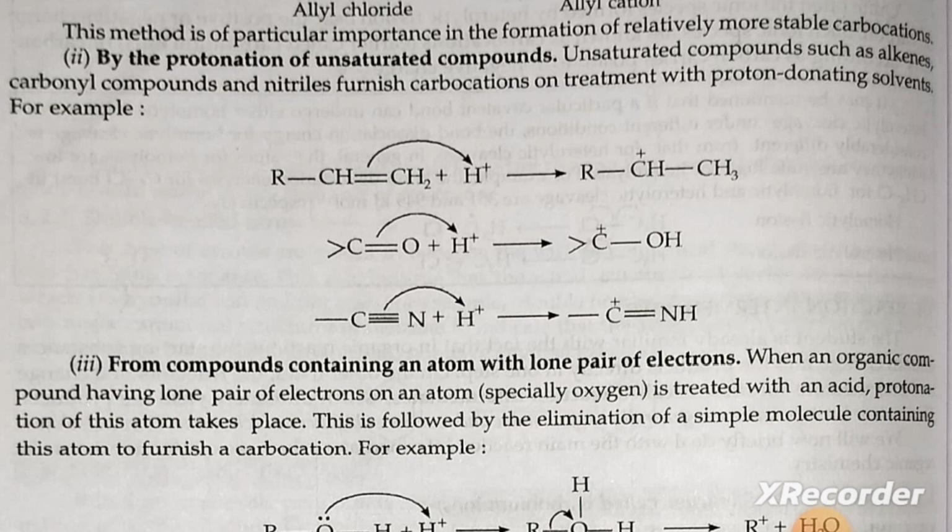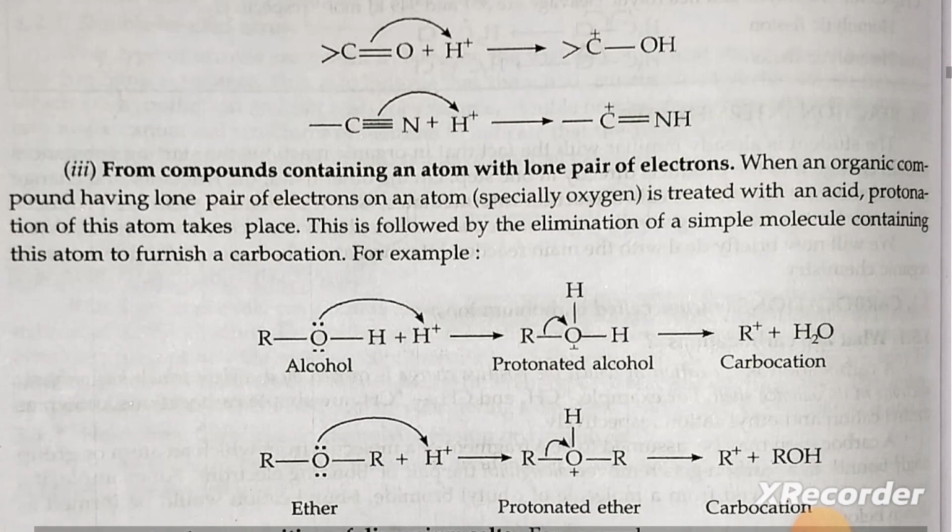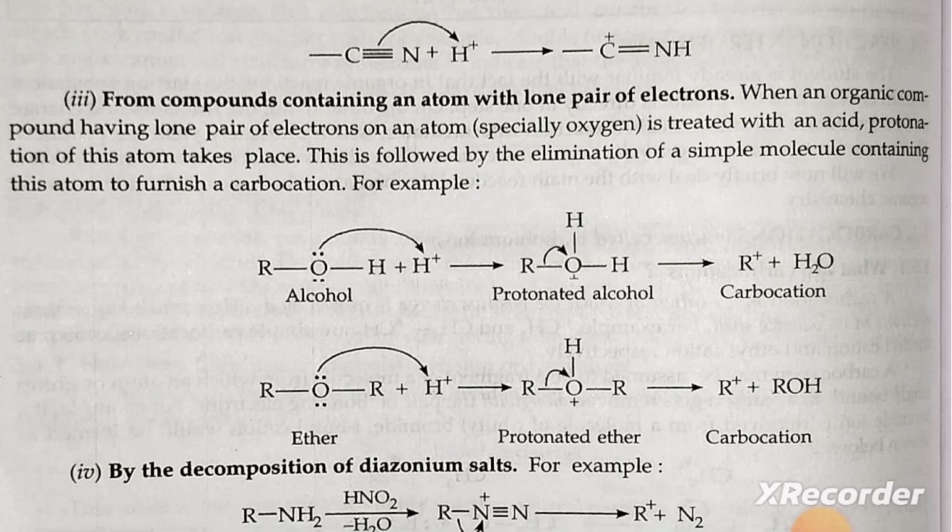Third, from compounds containing an atom with a lone pair of electrons. When an organic compound having a lone pair of electrons on an atom, especially oxygen, is treated with an acid, protonation of this atom takes place. This is followed by the elimination of a simple molecule containing this atom to furnish a carbocation. For example, alcohol plus H positive gives protonated alcohol, which gives carbocation plus H2O. Ether plus H positive gives protonated ether, which gives carbocation plus ROH.